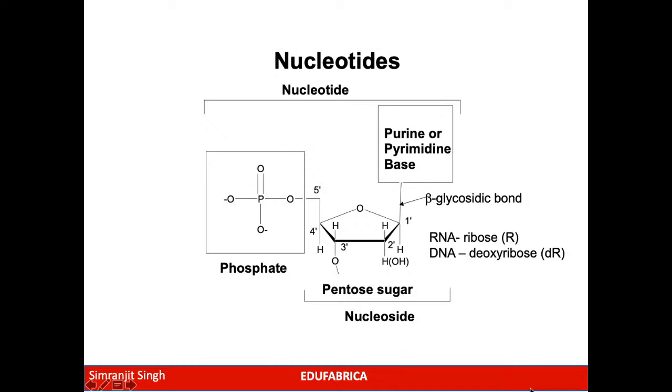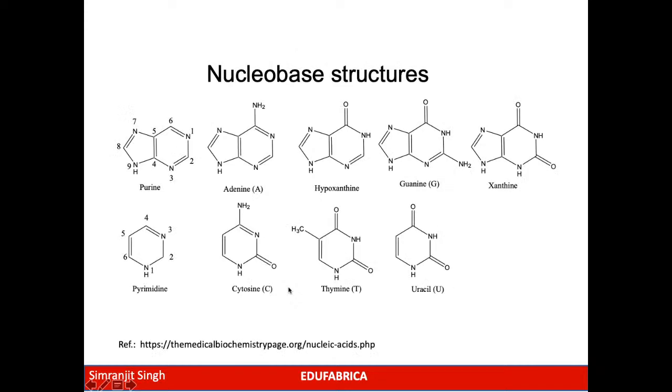So that's the basic structure of your nucleotide. Here we can see a phosphate group, a pentose sugar, and purine and pyrimidine bases attached by the glycosidic linkage, and here the ester linkage, phosphodiester bond.